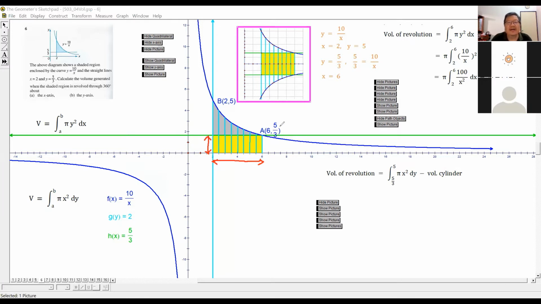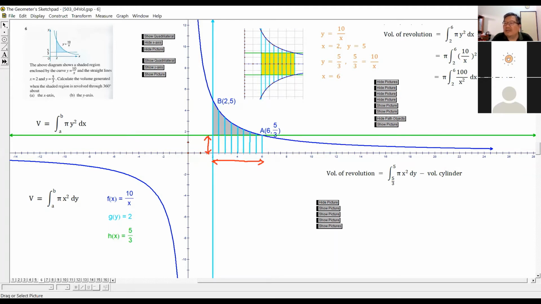How much is the r? 5 over 3. How much is the h? 4. So where are we now? Here, right? So now the volume generated is by y squared dx, and we replace the y with 10 over x. The square of 10 is 100, the square of x is x squared. So this part, the integral of pi from 2 to 6 of 100 over x squared dx, will give me the volume of the whole blue color.